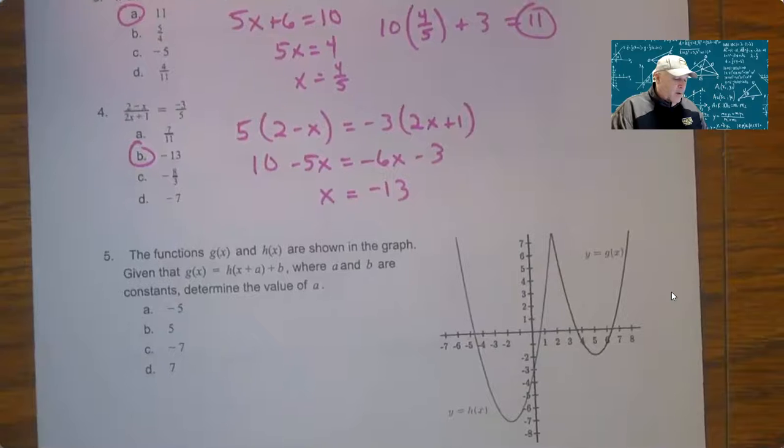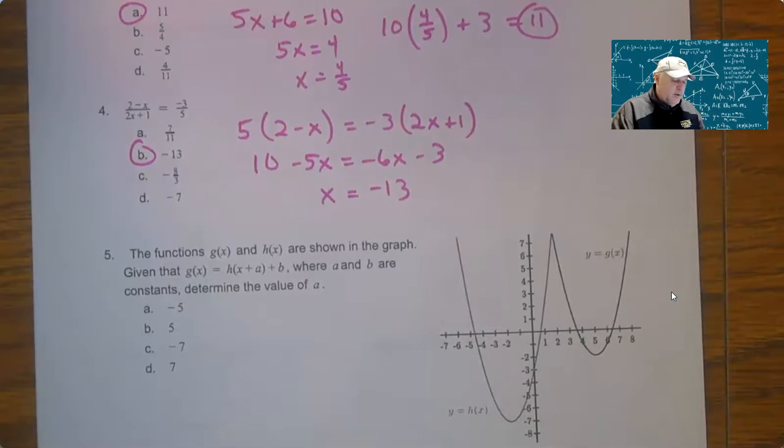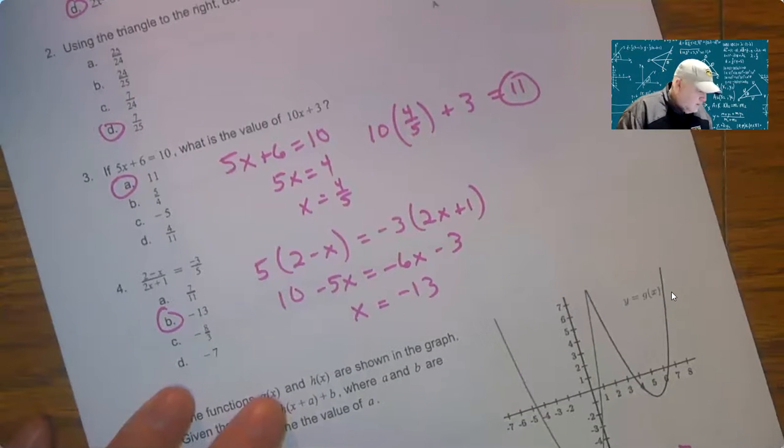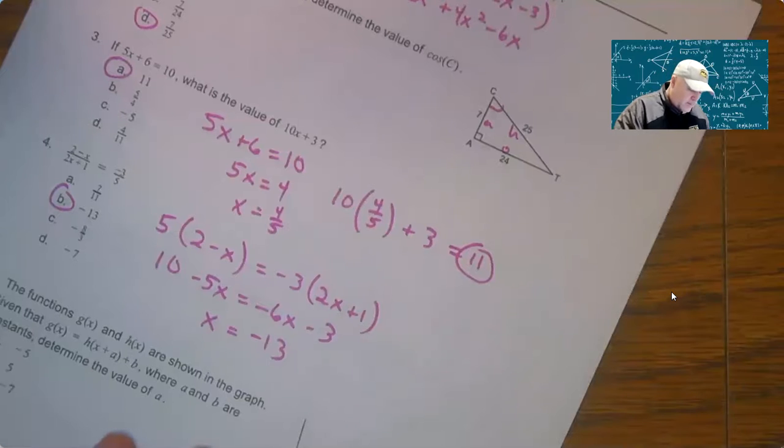So add 6x to both sides, subtract 10. All right, so I'm showing the graph, and then g of x gets transformed to h of x. Sorry, h of x gets transformed to g of x. So this graph gets moved to this one. So it looks like we're going 7 to the right and then 5 up.